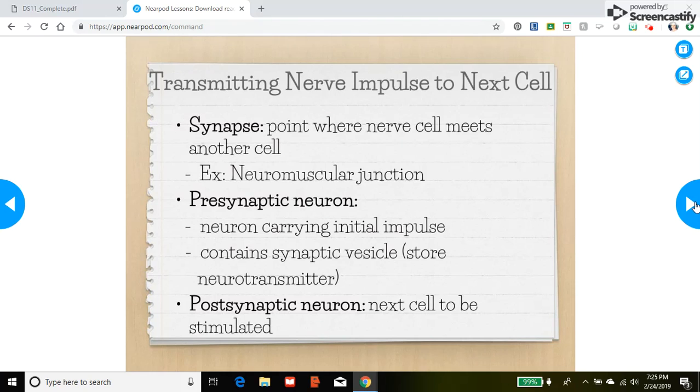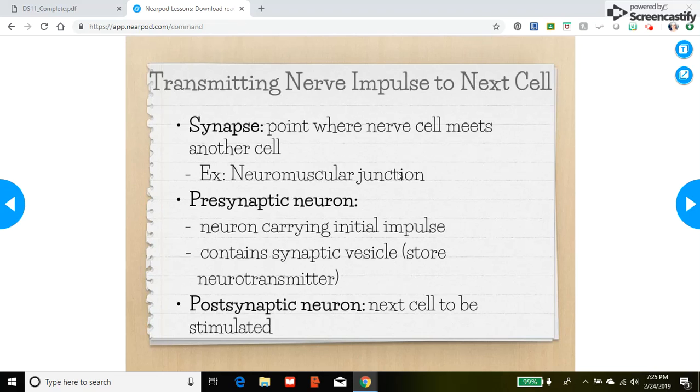Transmitting our nerve impulses to the next cell. So we have a synapse where our nerve cells are going to meet each other. Our neuromuscular junction is an example of that. We have presynaptic neurons and we have postsynaptic neurons. Presynaptic neurons are going to carry an initial impulse. So they contain synaptic vesicles, which have our neurotransmitters in them. And then we also have our postsynaptic neuron, and that's going to be the next one to be stimulated.